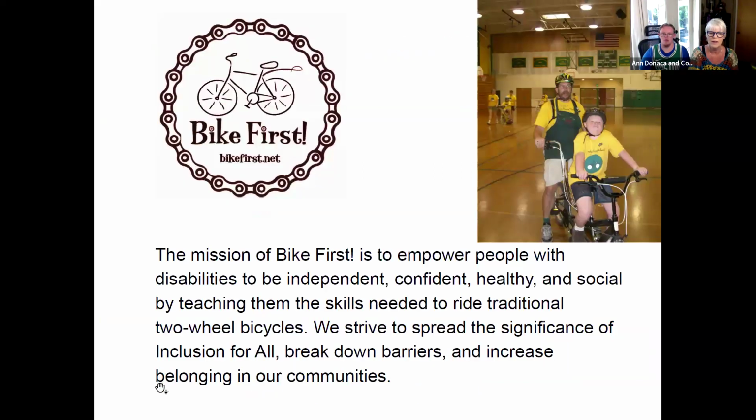Here's our mission of Bike First: to empower people with disabilities to be independent, confident, healthy, and social by teaching them the skills needed to ride traditional two-wheel bicycles. We strive to spread the significance of inclusion for all, break down barriers, and increase belonging in our communities.